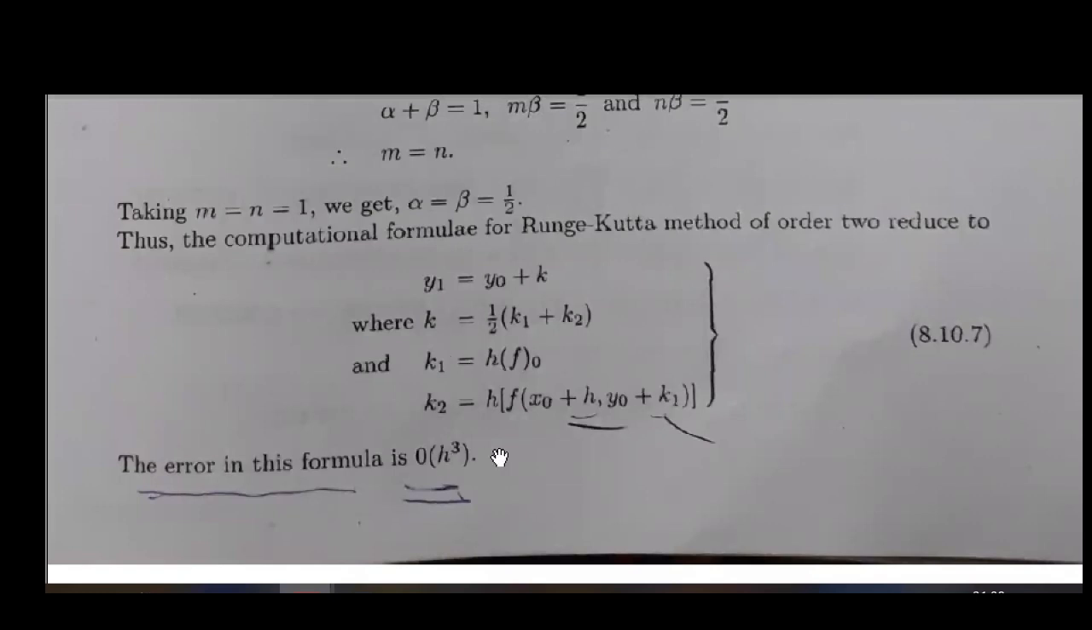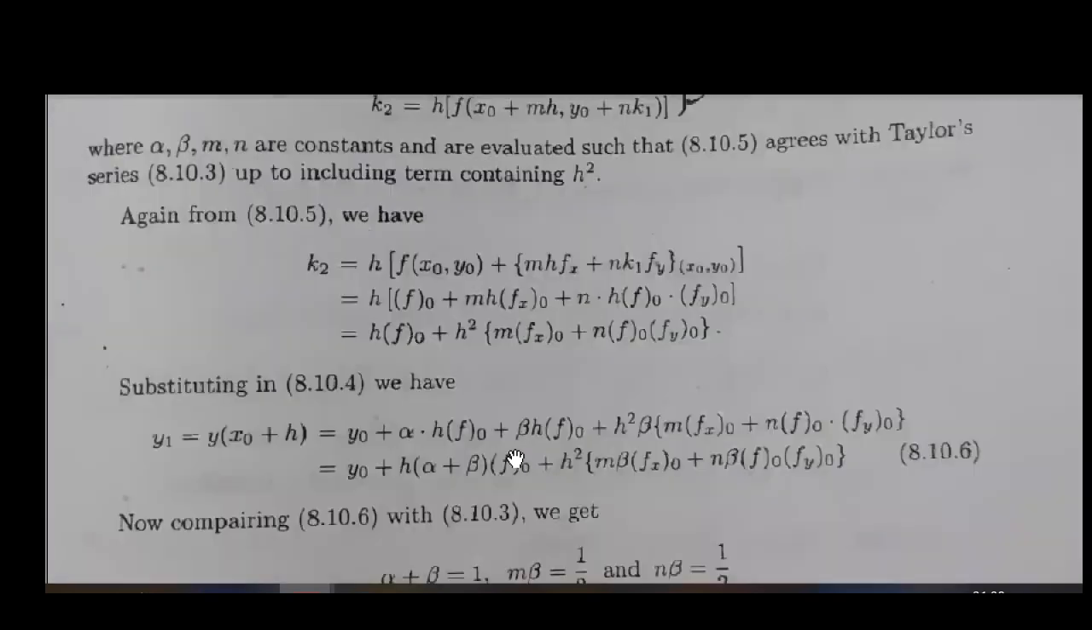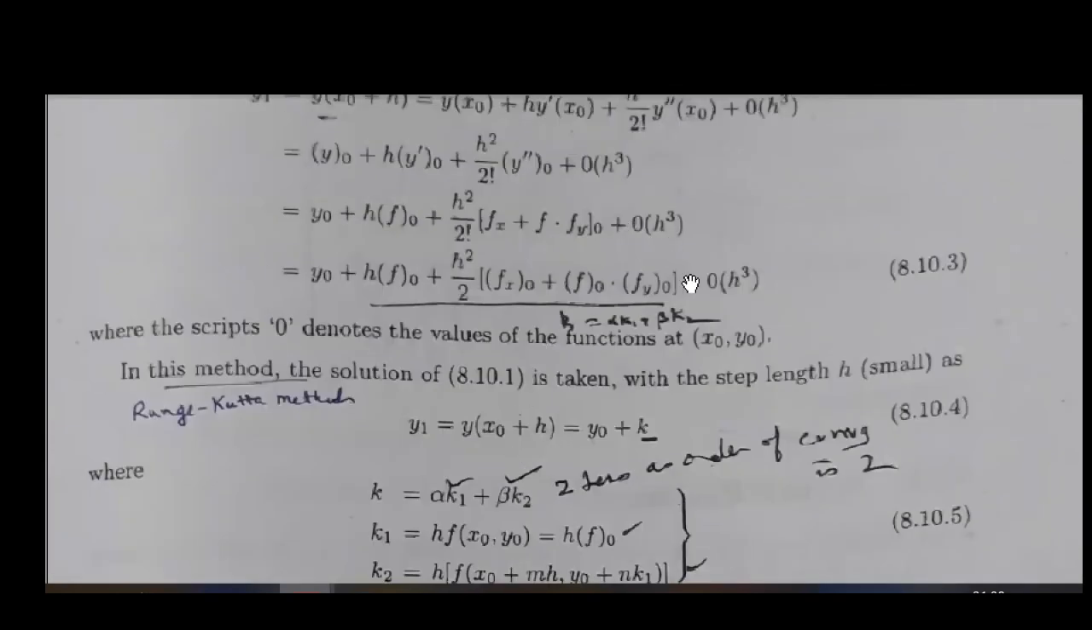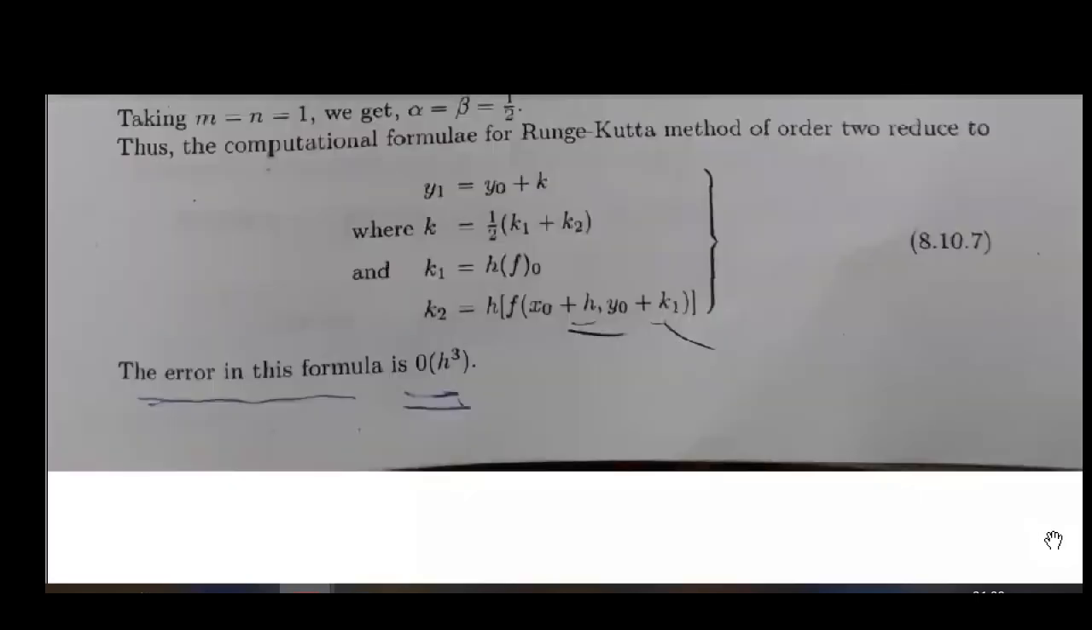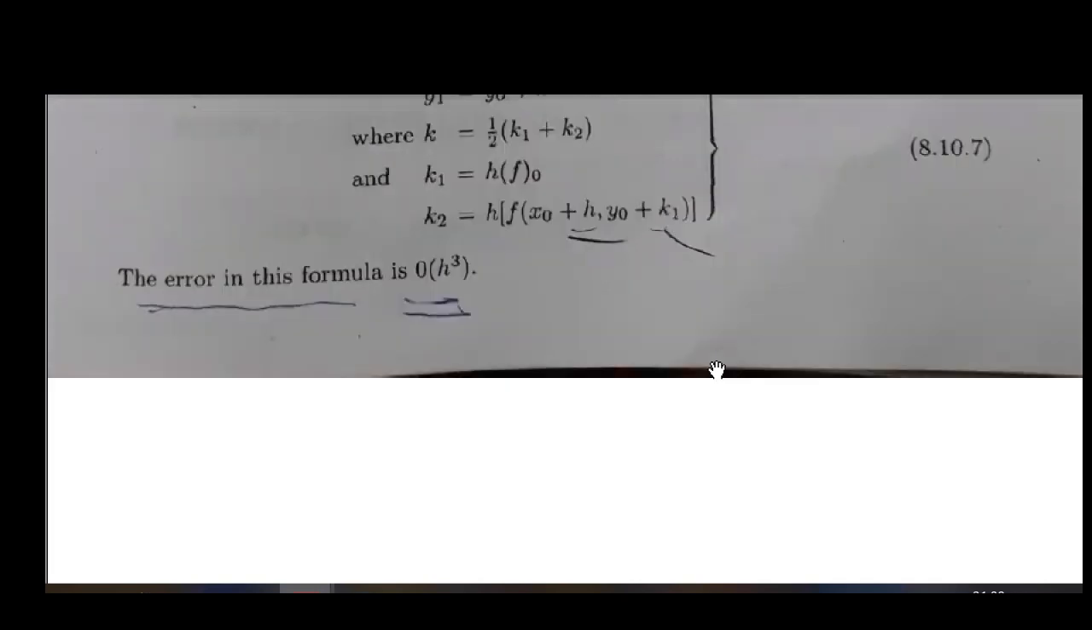And what is the error here? Error is h cube. Why h cube? Because in the Taylor series you are taking up to second order, and third order you are not taking, and you are using this for the comparison with the Runge-Kutta one. Here also, this approximation will be taking up to second step, up to K2, and not the further terms. So h square is involved, but h cube is not involved. So the error of the formula is order of h cube, which is the region where you are truncating. So this is the RK2 method.